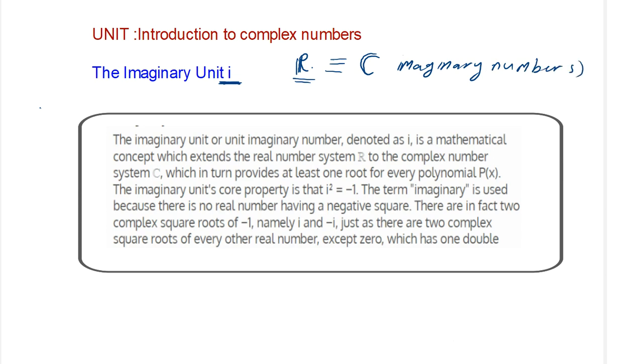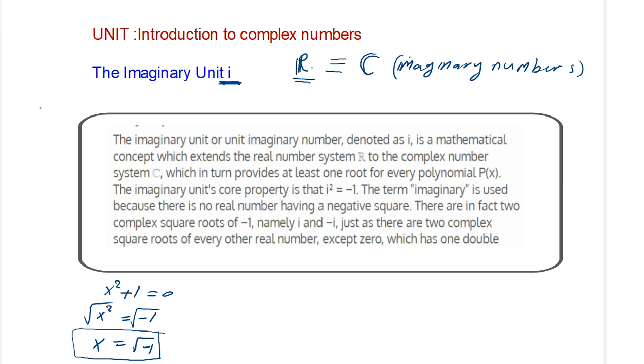So what is this complex system, and why do we use imaginary numbers? Let's take this example. Solve this equation: x squared plus 1 equals 0. Subtract 1, we have x squared equals minus 1. Now, take the square root. We usually say, no real solution. So we stop: x equals the square root of minus 1.